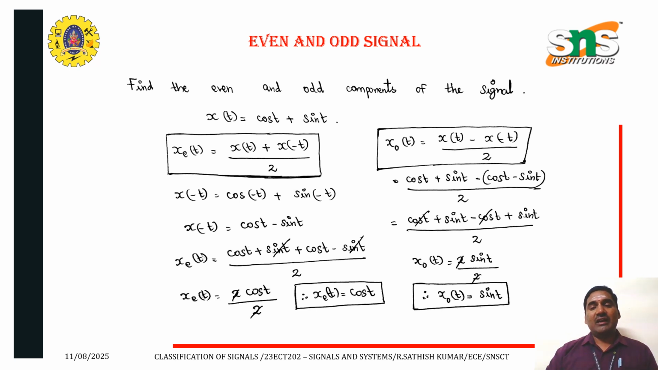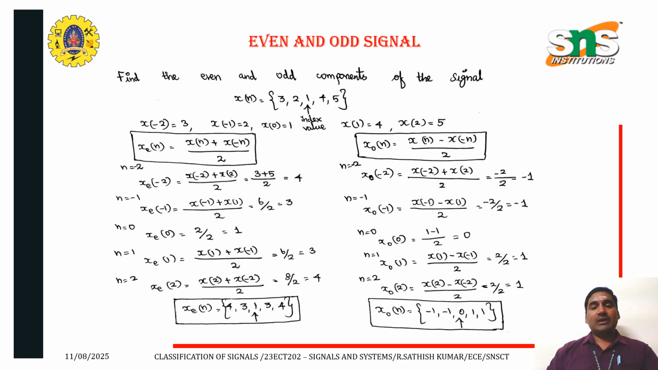Now similarly for the odd signal, x_odd(t) = [x(t) - x(-t)] / 2. Now we subtract x(-t) from x(t): [cos t + sin t - cos t + sin t] / 2. Cos t gets cancelled. 2 sin t / 2, which gives x_odd(t) = sin t.